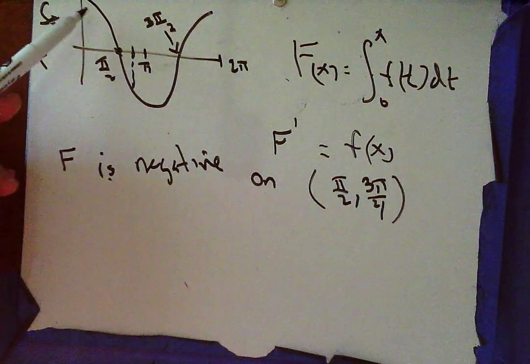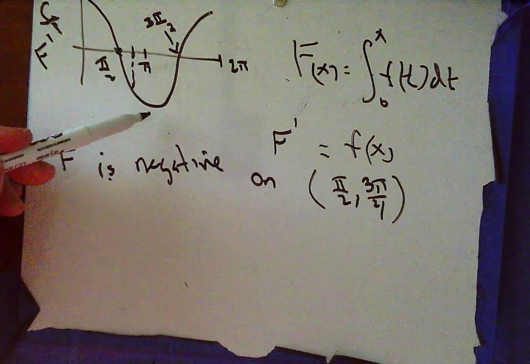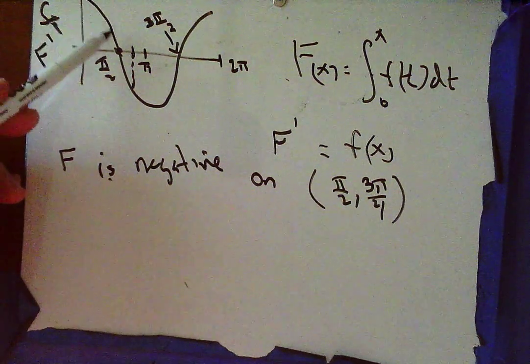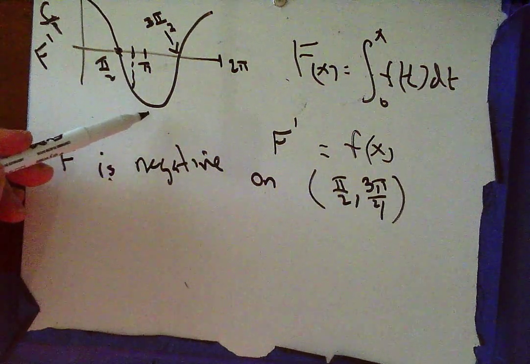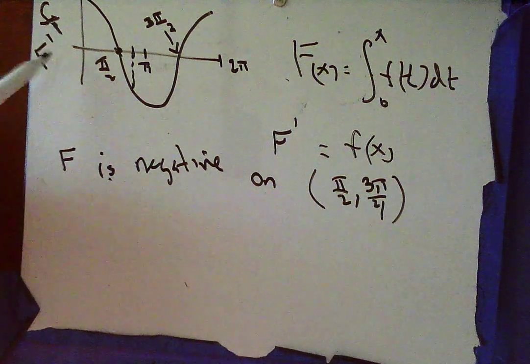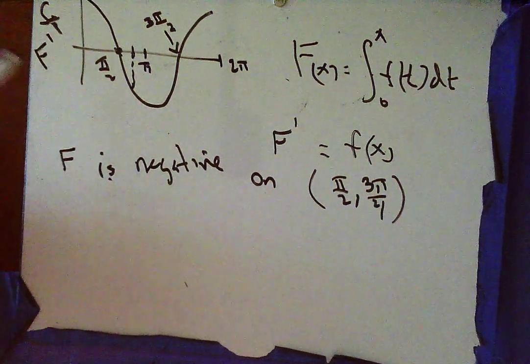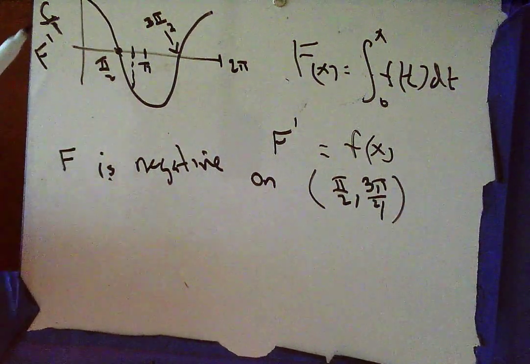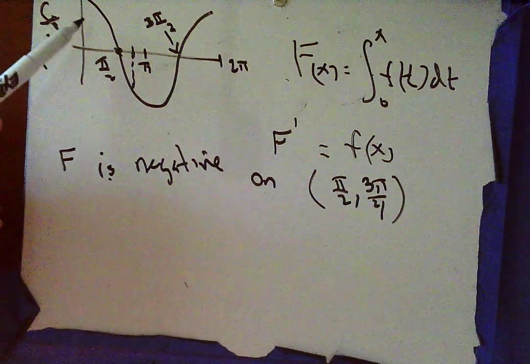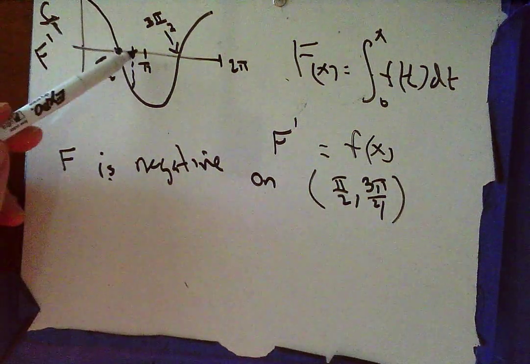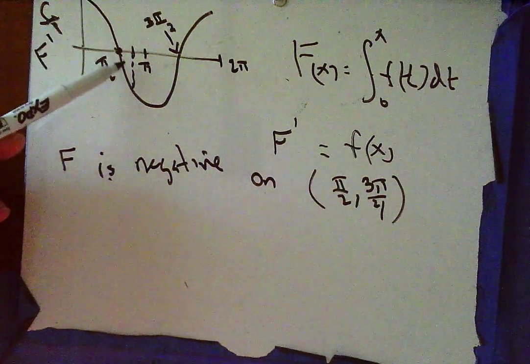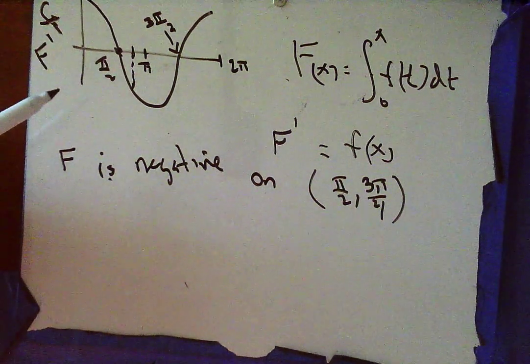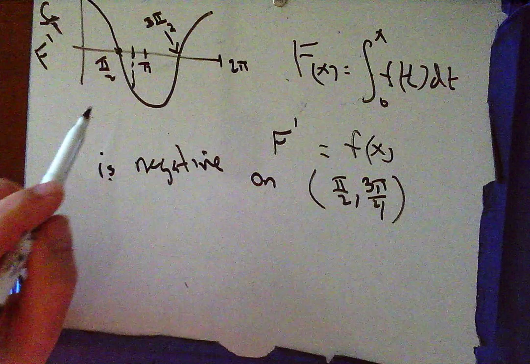I will see that big F prime is decreasing from 0 to pi, which means that big F double prime would be negative, and therefore big F would be concave down from 0 to pi because of all of this decreasingness. Right? But let's see about big F.